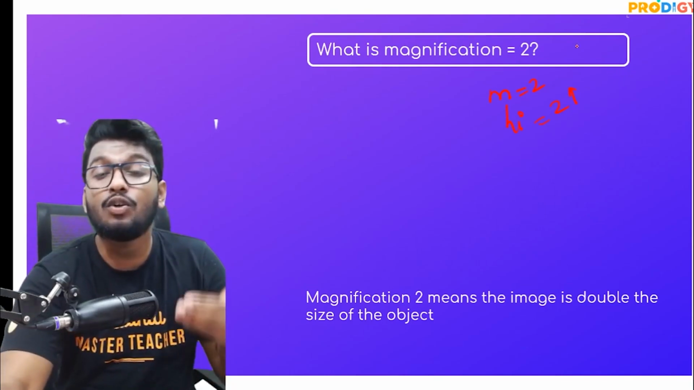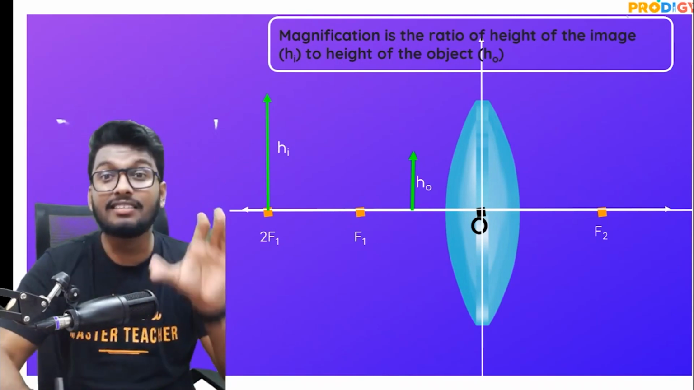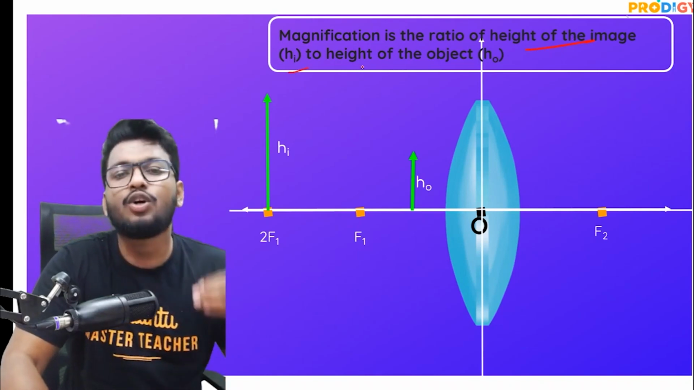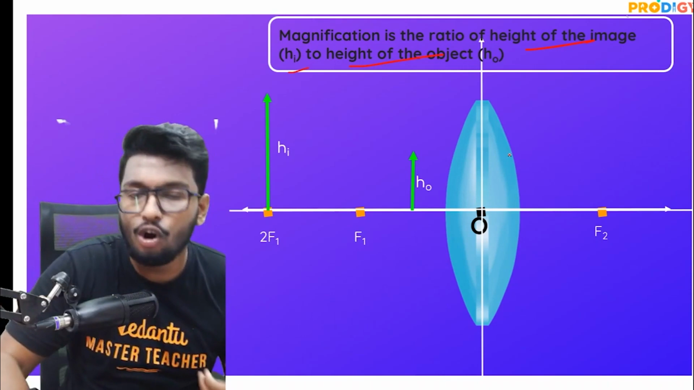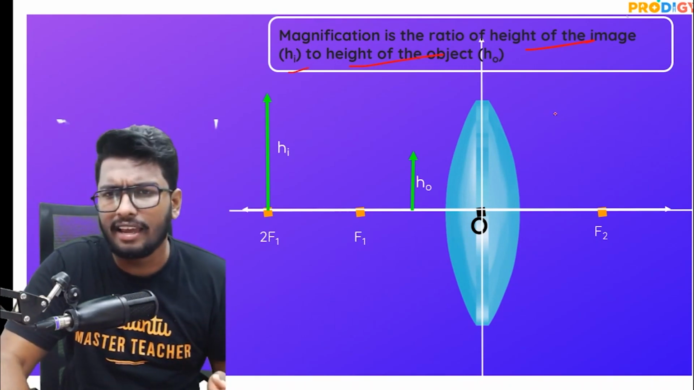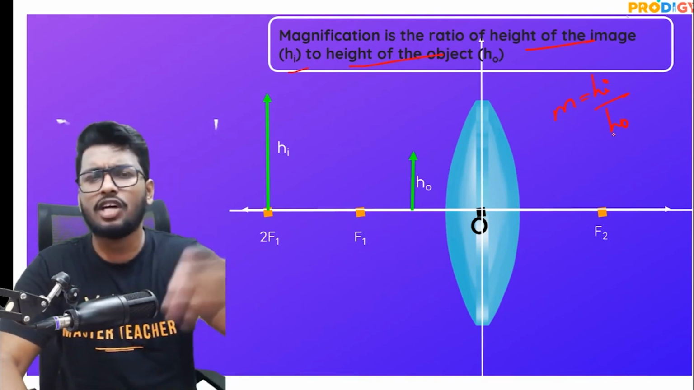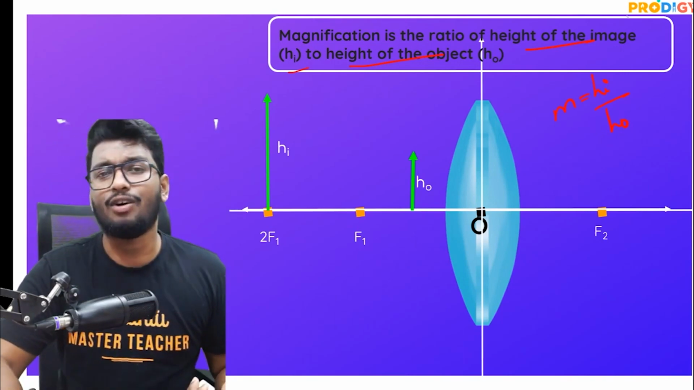So once again, to repeat the definition, magnification is nothing but the ratio of the height of the image to the height of the object. If you have to write it mathematically, this is what it would look like. M, which is nothing but magnification, is equal to hi divided by h0, where hi is the height of the image and h0 is the height of the object.